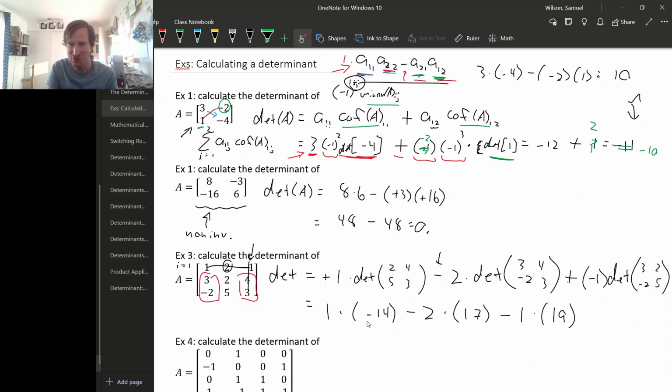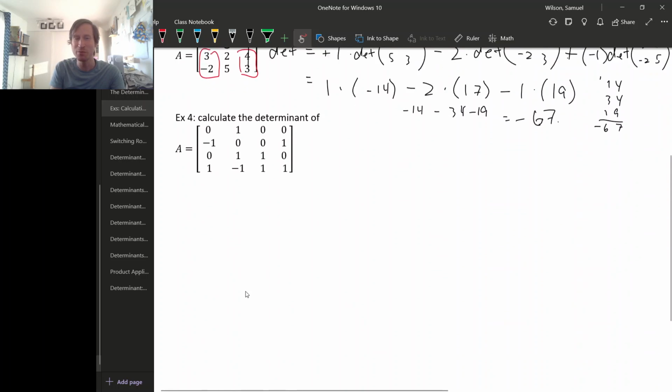Okay, so minus 14, minus 34, minus 19. Okay, and then we have some arithmetic to do, so I don't know, maybe it's not worth doing, but I feel obligated. 8 plus 9, 7, carry a 1, so 6, negative 67. This is negative 67, I think, if I did the arithmetic right. Okay, so that's for 3 by 3.